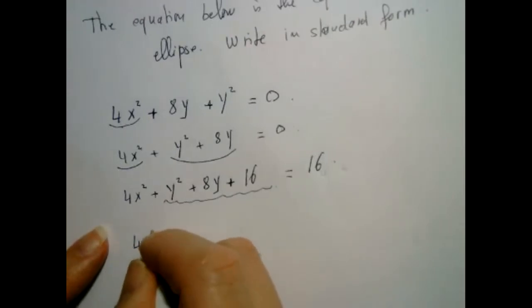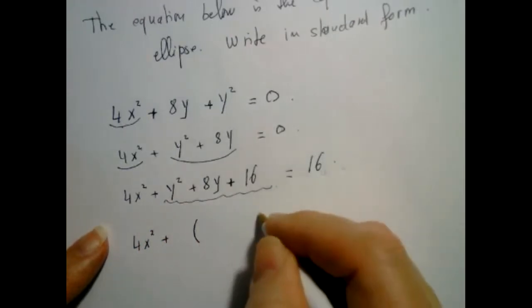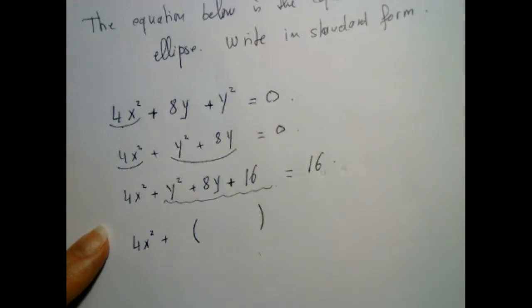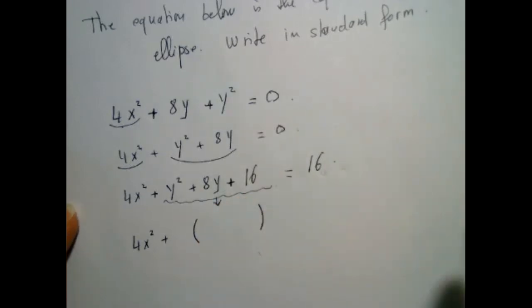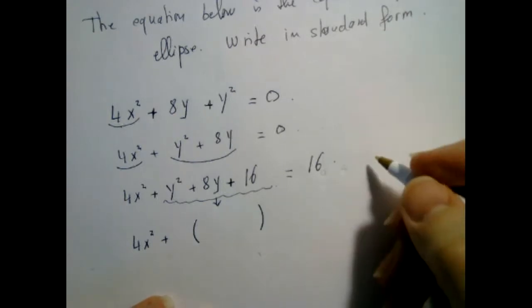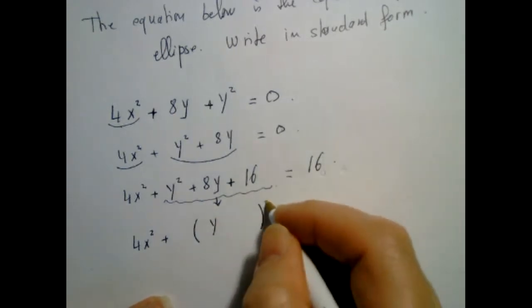So this will become 4x squared. And the second term becomes what? Please write it up. This becomes which quantity squared?